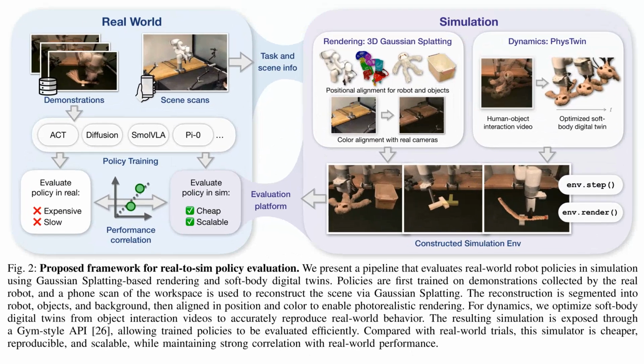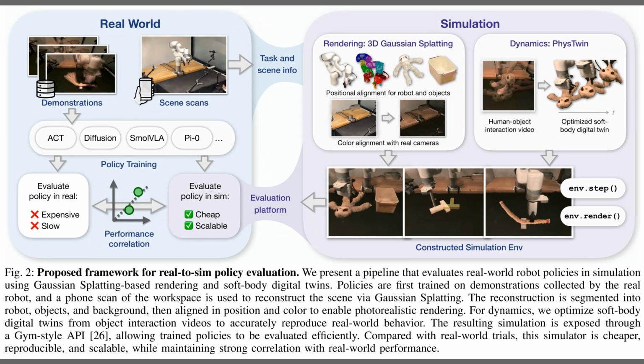While Figure 1 showed the headline correlation, Figure 2 presents the full pipeline, which turns real demonstrations and a phone scan into a simulator that evaluates the same policies. The left side illustrates policy training from real data and motivates sim evaluation because it is cheaper and scalable. The right side depicts reconstruction with 3D Gaussian splatting, positional and color alignment, and phys-twin optimization, so deformable objects move realistically. The bottom row shows the constructed environment exposing step and render calls.